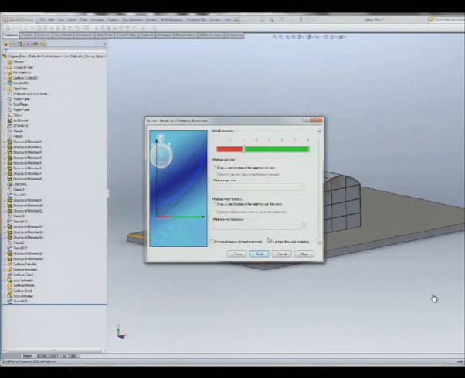And finally, this is a selector of the refinement of the mesh. If I go to the red zone, that means the mesh will be coarse and the analysis will be faster. If I go to the right, the analysis will be slower but more precise. And that's it.